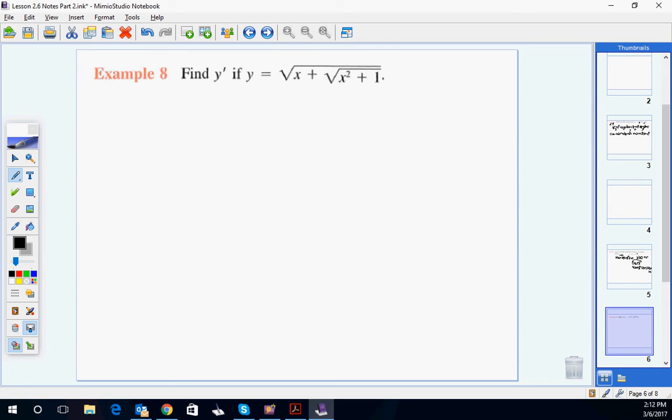All right, so this one, find y prime, we have a double radical. So it's easiest to write this as x plus x squared plus 1 to the 1/2, to the 1/2. Best to write it like that. And now we go ahead and start using our chain rule. You have a chain within a chain here, because the first one's fine, but this piece, you have to use chain rule again. So that's what I mean. Drop the 1/2.